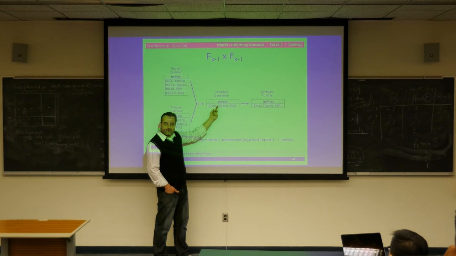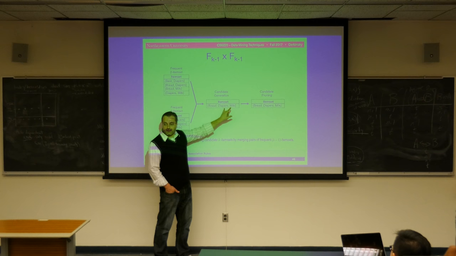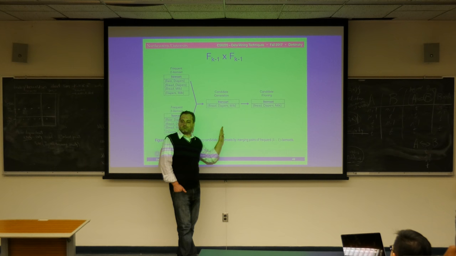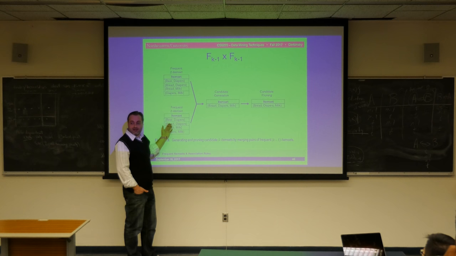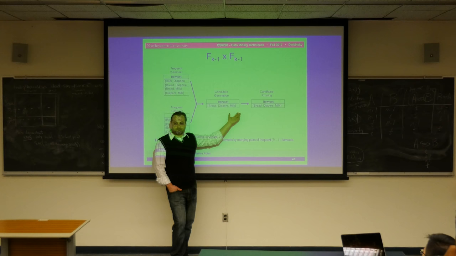So this is smaller than bread and diapers. It's also smaller than bread and milk. So I know an upper bound to it, but I don't think an upper bound is what I'm looking for, right? My idea of pruning is to prune everything that is below a certain threshold. So even if this is like 100 and this is like 100, do I have any guarantee that this is at least 50?